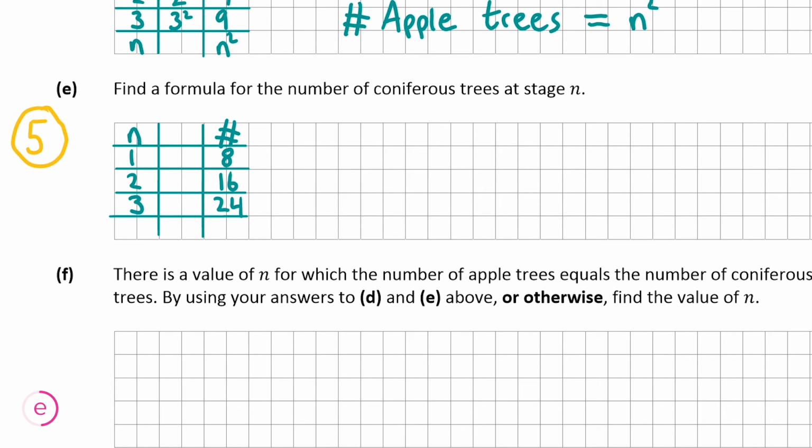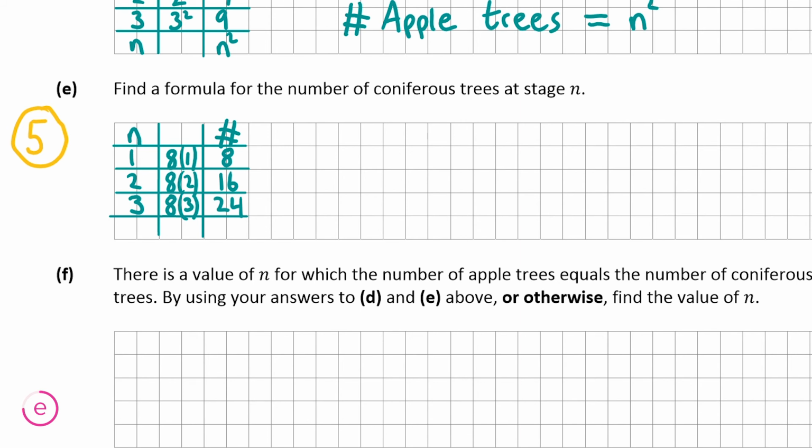What we're going to do now is take the common difference, which here is 8. We can go to 8 by multiplying 8 by 1, then to 16 by multiplying 8 by 2, and then to 24 by multiplying 8 by 3. So we can tell that it's just 8 multiplied by n, or 8n. That's how we work out the number of coniferous trees at stage n.